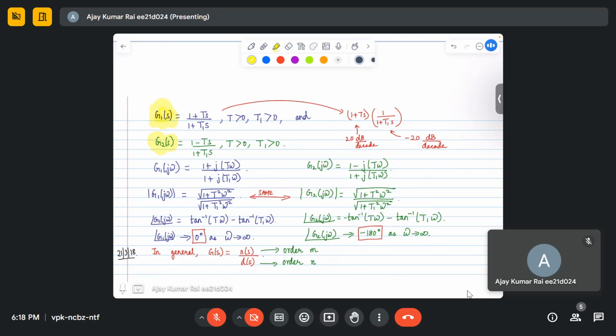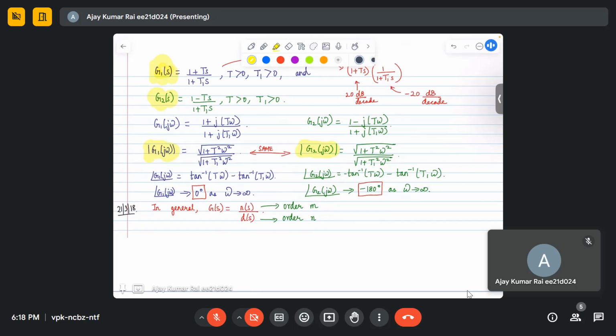If you see the magnitude, the magnitude is the same for both of them. If you see G1 and G2, magnitude wise there is no difference, but if you get the phase, the phase of G2 will be minus 180. So that's why we are calling it a minimum phase system, because of that numerator 1 minus jTs, or 1 minus Ts.